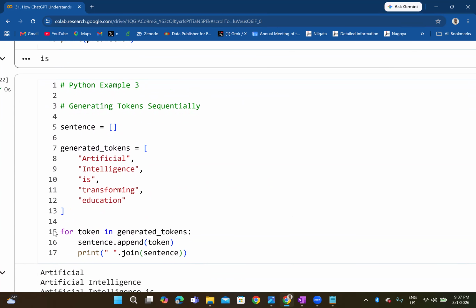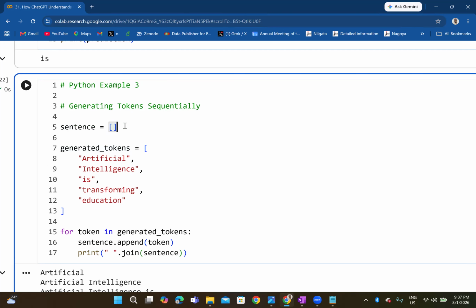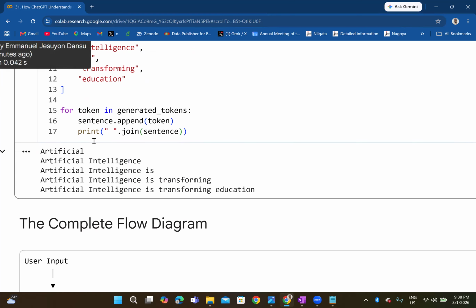So you want to generate tokens sequentially. So you have "artificial intelligence is transforming education." These are the generated tokens now. So for token in generated tokens, you attend to it. Line 5 shows an initializer, so this will take the words one after the other. If you run this, later you join the sentences up. So you have "artificial intelligence is transforming", "artificial intelligence is transforming education."